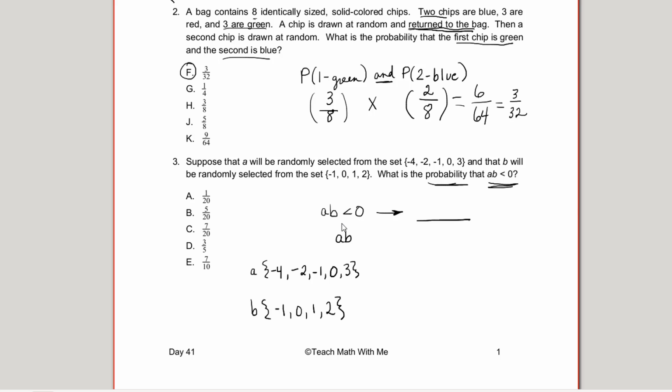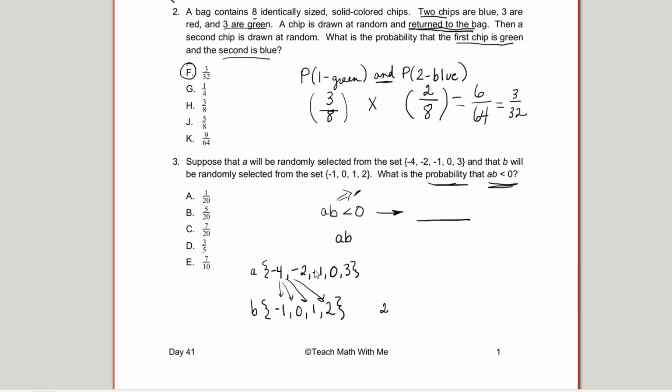So figuring out AB less than 0, we have to look at multiplying each one of these A's with each one of the B items. We have to look at where it's less than 0, and what that indicates to us is that the product of A times B is a negative. So when we multiply -4 times -1, we're going to get a positive. -4 times 0 is going to give us a 0. But when we multiply -4 by both a 1 and a 2, we get a negative. So we have two negatives there.